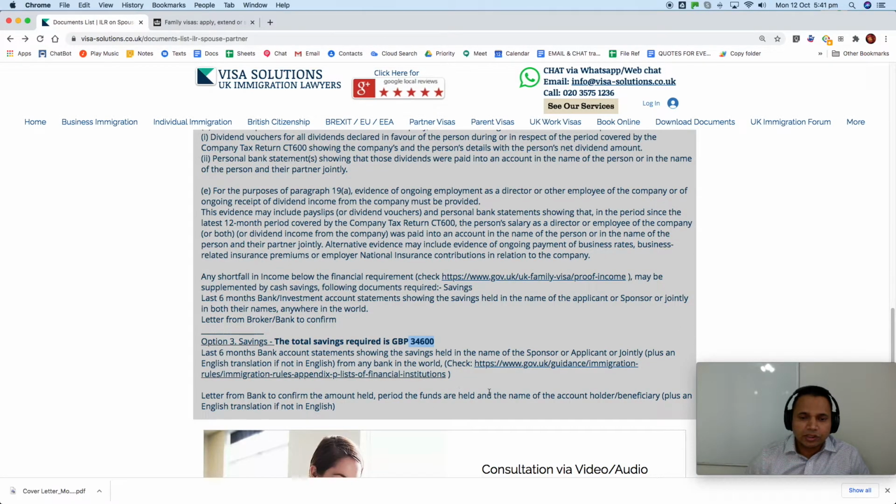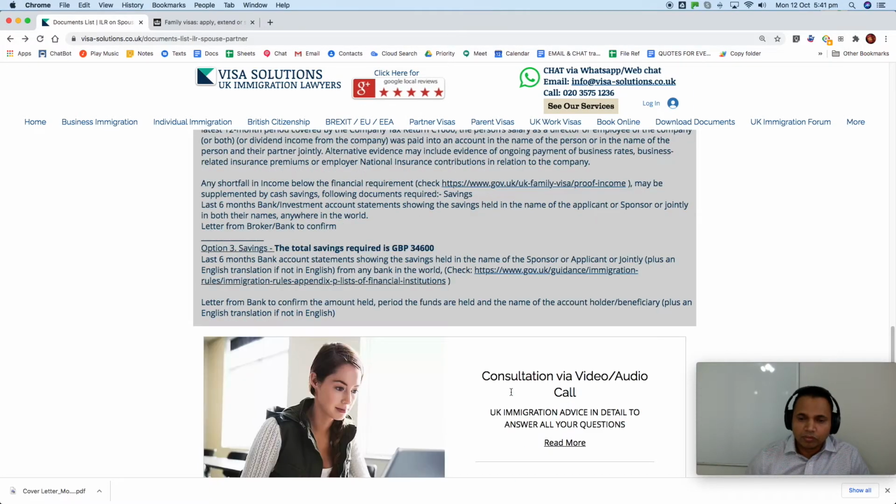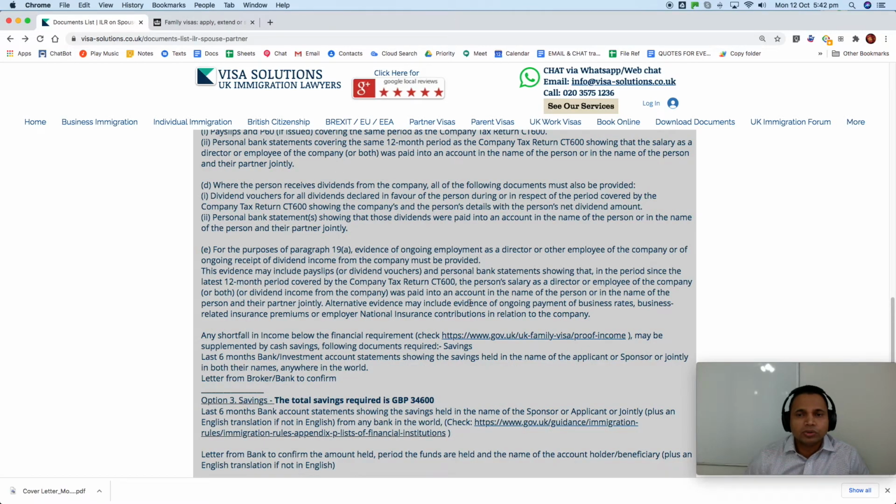Statements either from the UK or from an outside UK bank, and a letter from the bank confirming these particulars if the funds are outside the UK. In the UK, we have been using statements which are issued by UK banks, and they are fine. You may not need a letter for a UK statement. Also, if the statements and the letter are not in English, you need an English translation to be used.